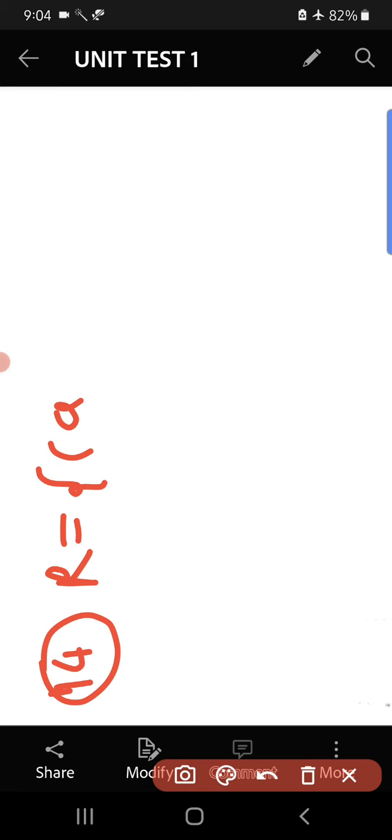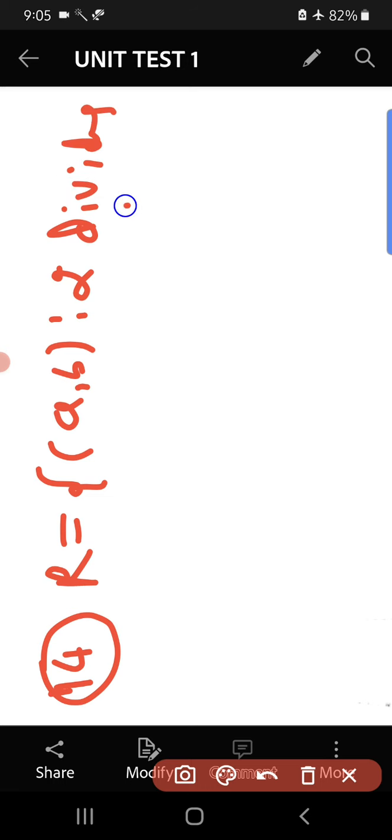Let's go for the next question, 14th. Show that the relation R in the set of all integers defined by, so what is the relation given? First we have to write the relation (a, b) such that 2 divides this difference a minus b. We have to show that it is an equivalence relation.